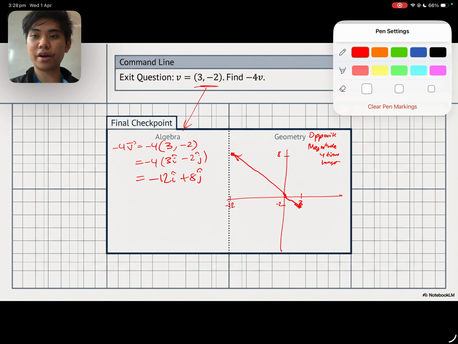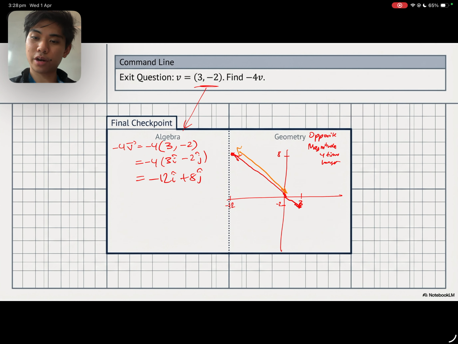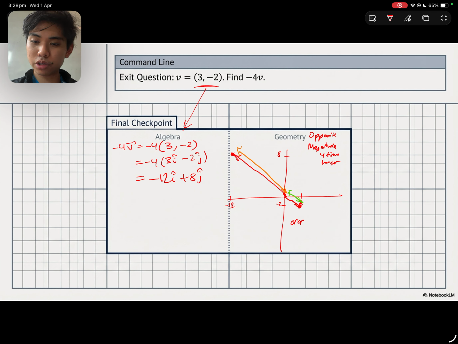Okay, so if we compare my orange distance here to my green distance here, you can see that the orange length is going to be 4 times the green length. Okay, because my green is my initial vector length, but my orange is going to be my new length when I multiply by a scalar quantity that has 4. Okay, and it's negative, so that indicates simply just opposite direction. Right, and so that's it. So I hope that helped, and thanks for watching.